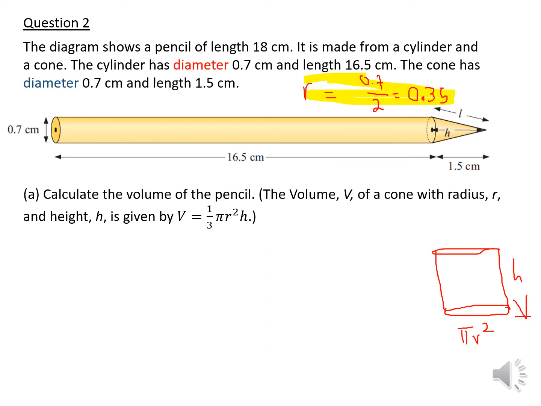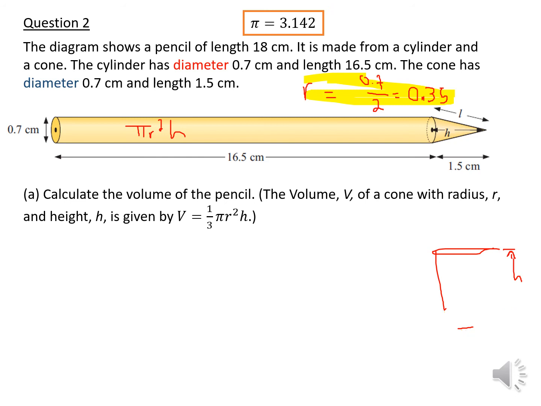All right. So once you have that, then to find the volume of a cylinder, it will be pi r squared, which is the area of the cross section. Then you multiply that by h. And don't forget, we are also using 3.142 here. That's what I'm using. And then obviously I expect you maybe to use that or use your calculator value.